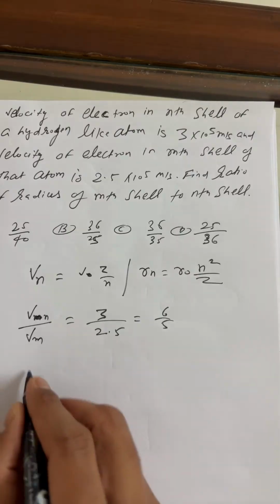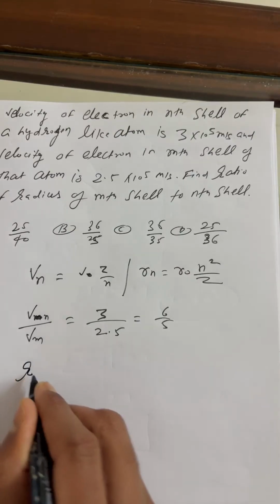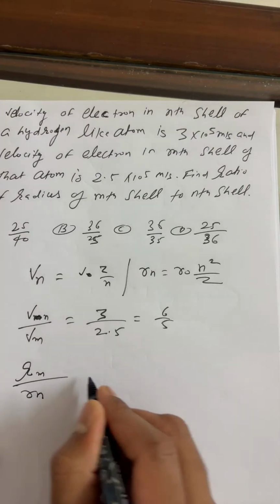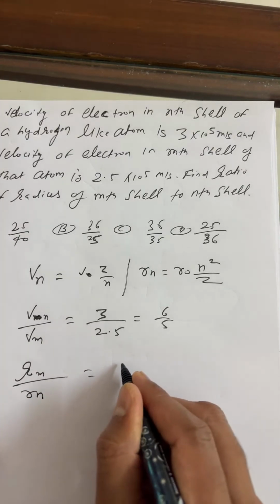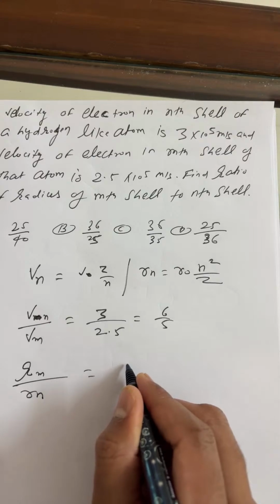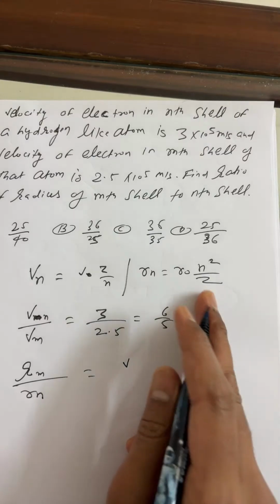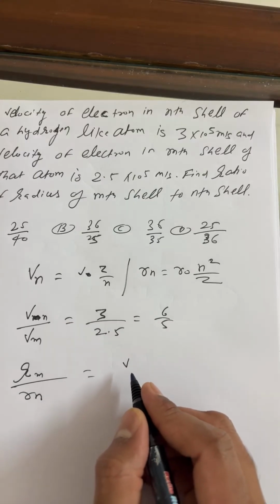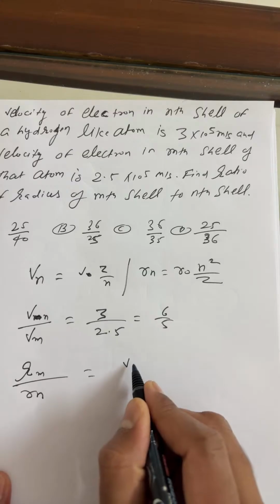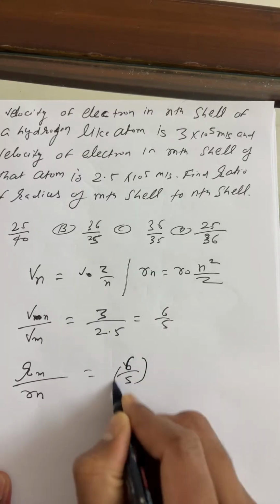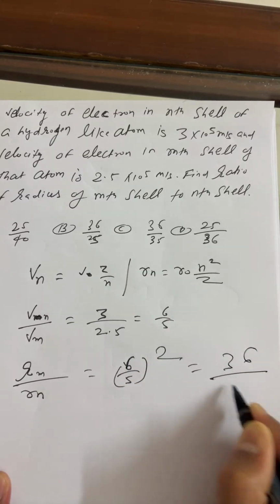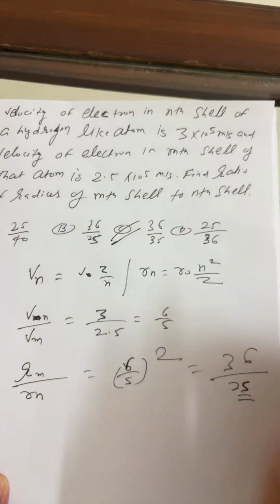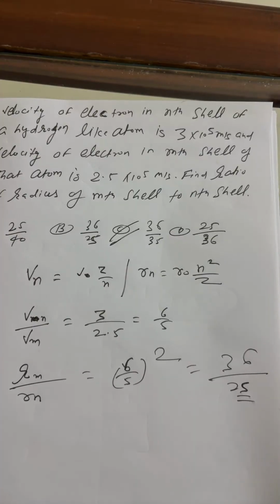You can use one relation here: the radius of the mth upon the radius of the nth. The radius is the reverse of the velocity, so it is m upon n, which is 6 upon 5 whole square, which is 36 by 25. That is option C.